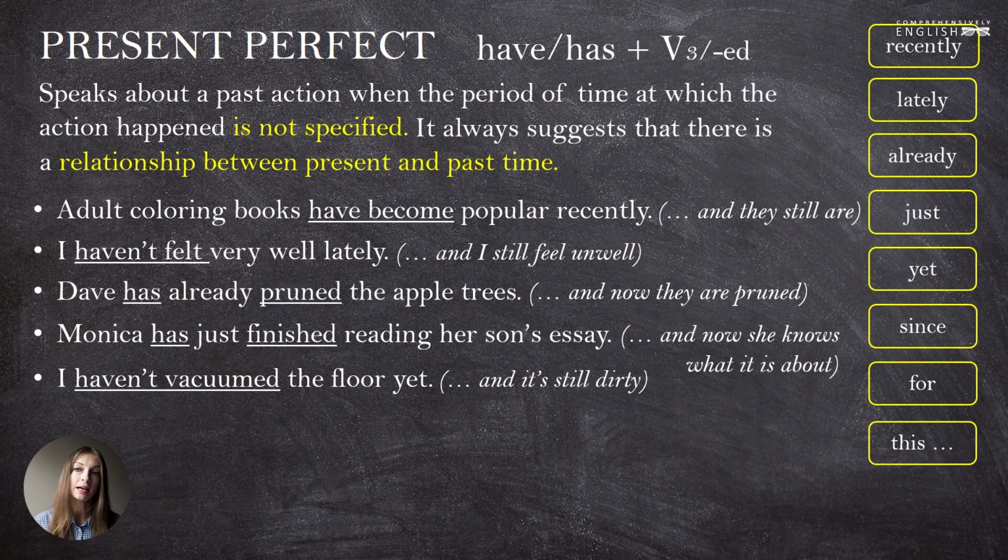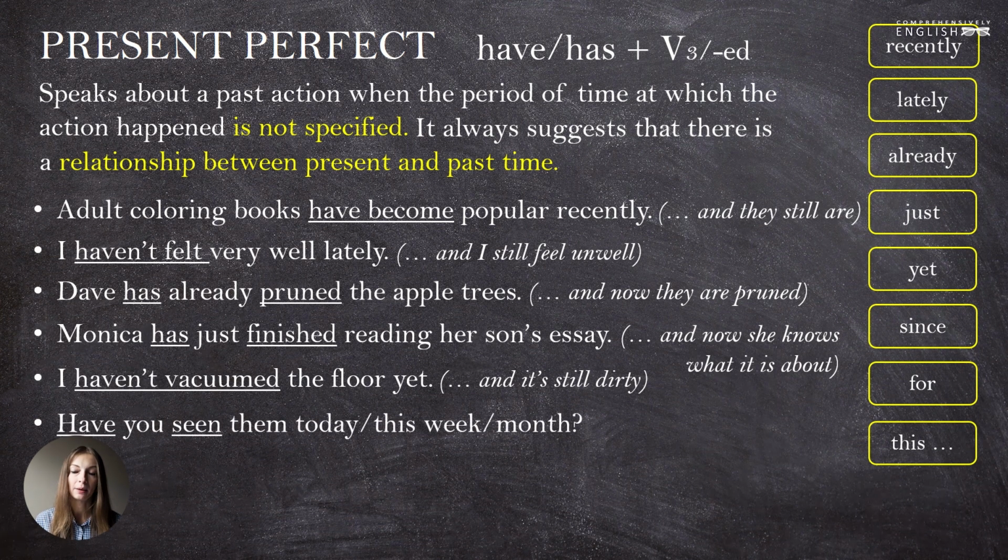The last example here: have you seen them today or this week or this month? What are we talking about here? We are talking about an unfinished period of time. Today has not finished yet. This month or this week has not finished yet. Maybe we will see them later today or tomorrow or in 5 days, which will still be the same month, right? So we consider it to be an unfinished period of time. That's why we use the present perfect tense.